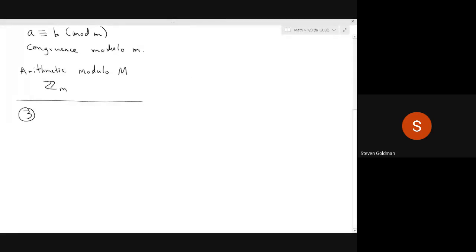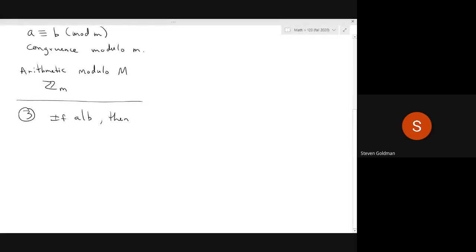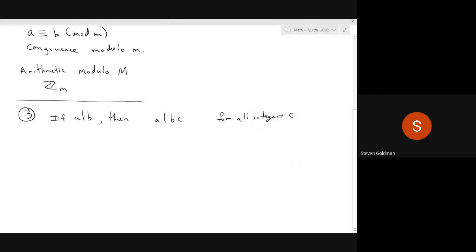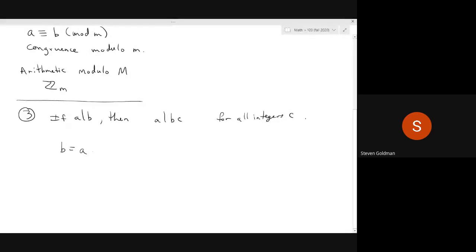All right, so part 2 of the theorem, let me rewrite it, was as follows. A, B, and C are integers. A is not equal to 0. Then, if A divides B, then A divides B times C for all integers C. So this is a conditional statement. Just do a direct proof. Assume A divides B. So if A divides B, then that means that B equals A times some integer, let's call it S.